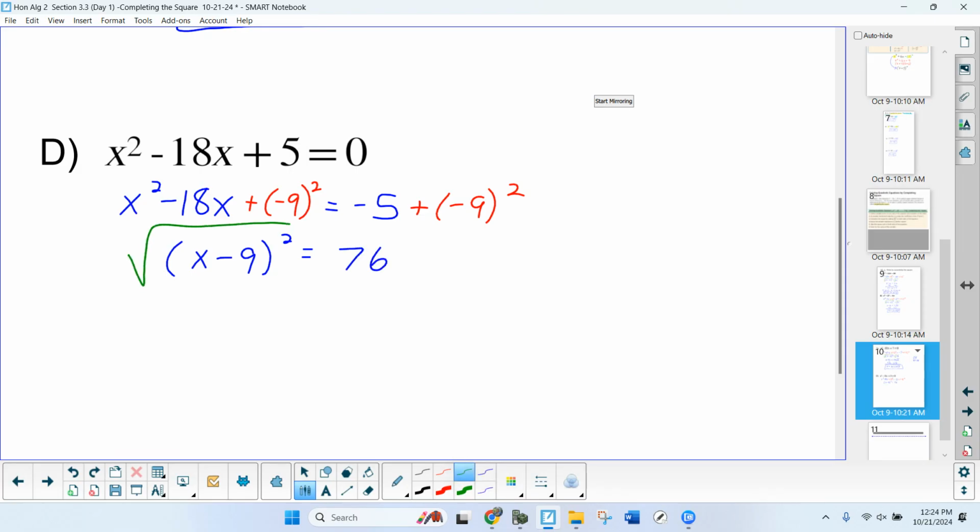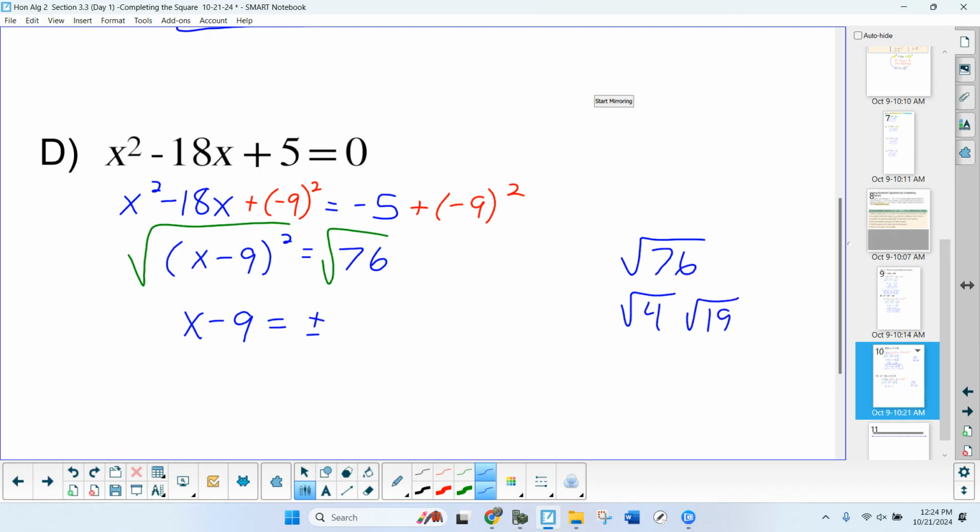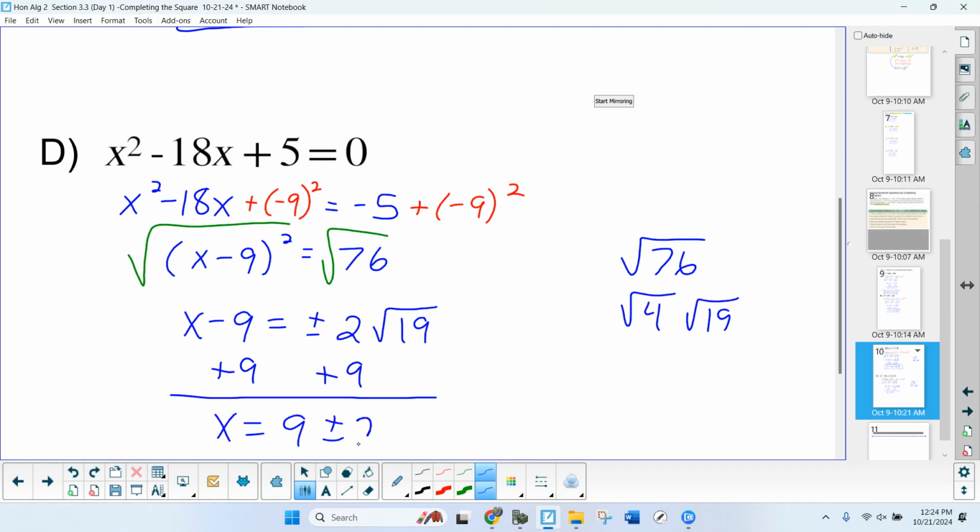Take the square root. Okay, and what did you break 76 up into? 4 and 19. And what's the square root of 4? 2 square root of 19. What do you do now? Add the 9. And how do you write your final answer, Olivia? X equals 9 plus or minus 2 square root of 19.